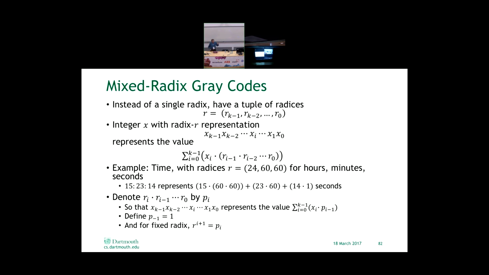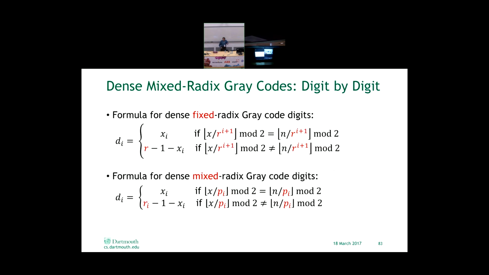And when we're asking what was the floor of x over r to the I plus 1, or n over r to the I plus 1, just change that to x over p sub I or n over p sub I. And that's all you have to do. And the proof is pretty much the same. I won't go through that.